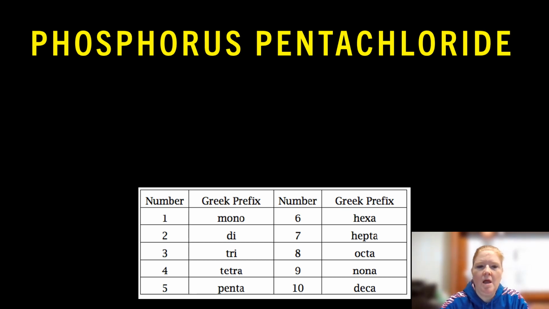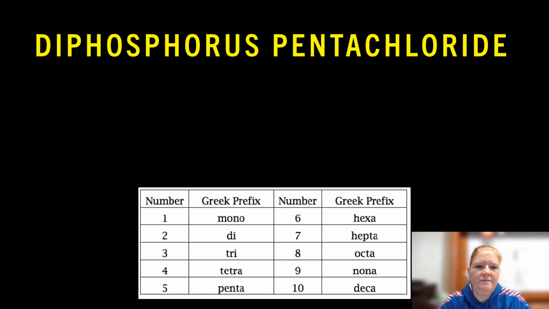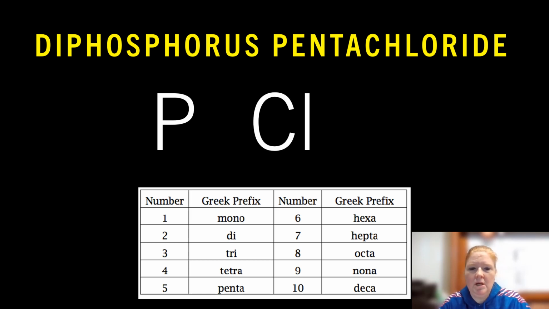Ready? Next one. Phosphorus, what element? P. Chloride, what element? Cl. If it just says phosphorus, how many? 1, so no subscripts. Penta is how many? 5. There we go. Diphosphorus pentachloride. First element, symbol P. Second element, symbol Cl. How many of the first element? Di is 2. How many of the second element? Penta is 5. That's it.